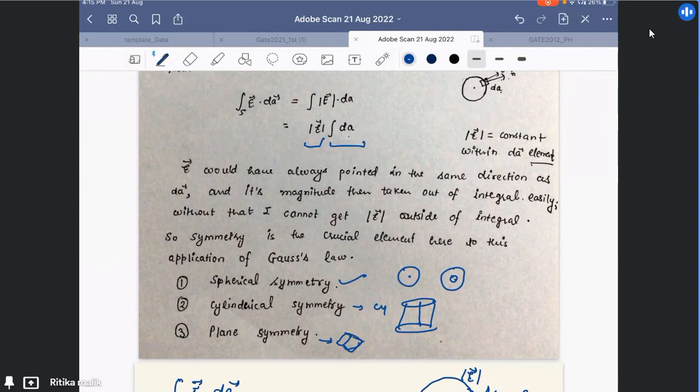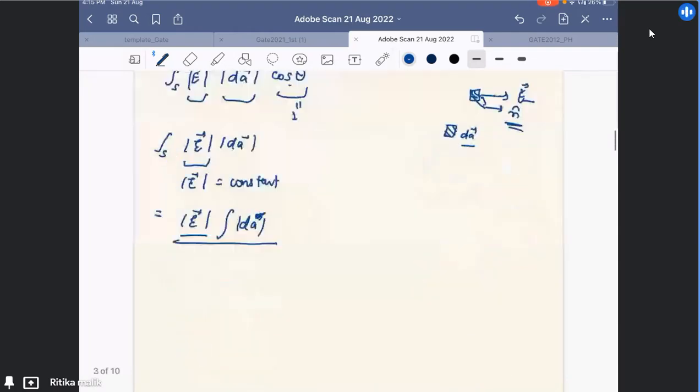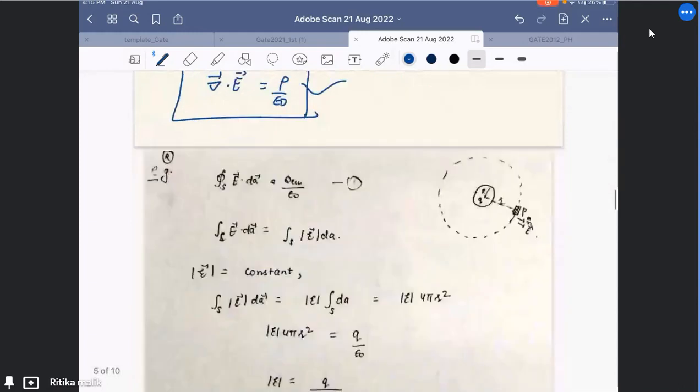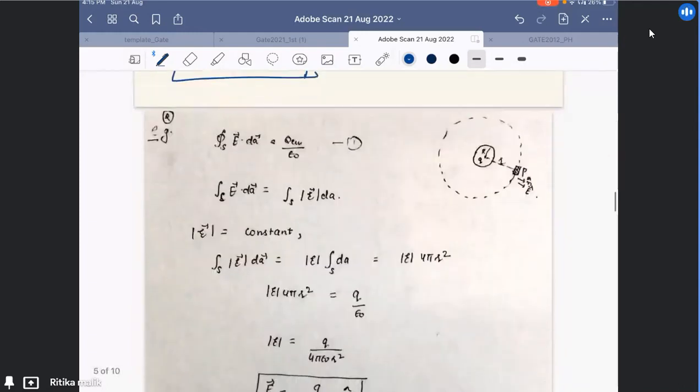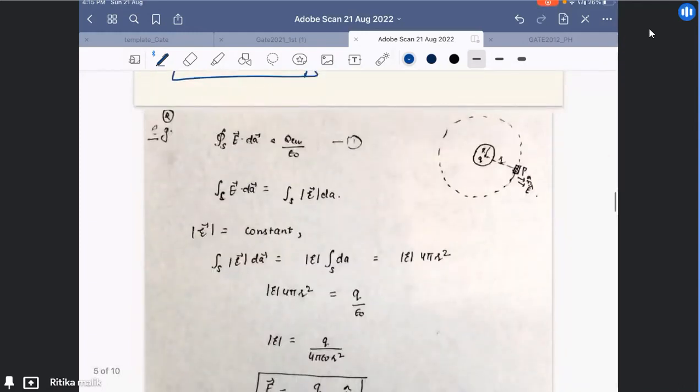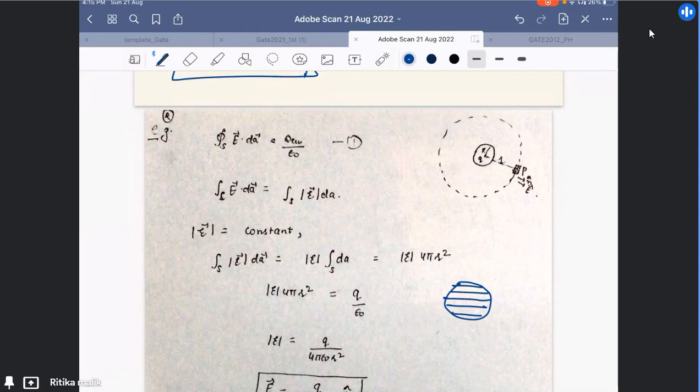This is generally used when we want to calculate electric field due to a thin surface charge. So we are going to see the example for the case of a simple sphere. For example, we have a simple sphere and the charge is distributed uniformly inside the sphere, and we want to calculate the electric field at any point P due to this uniform distribution of charge.